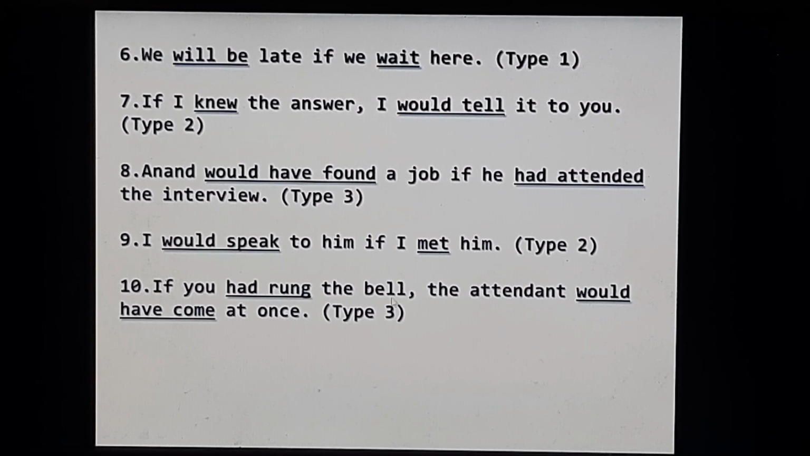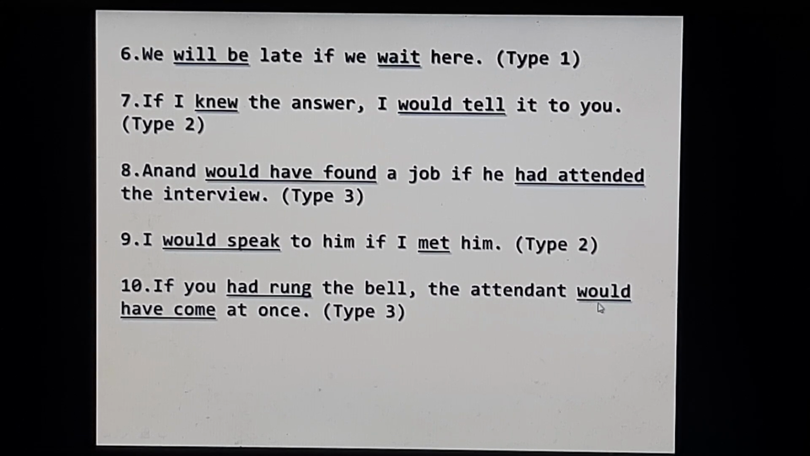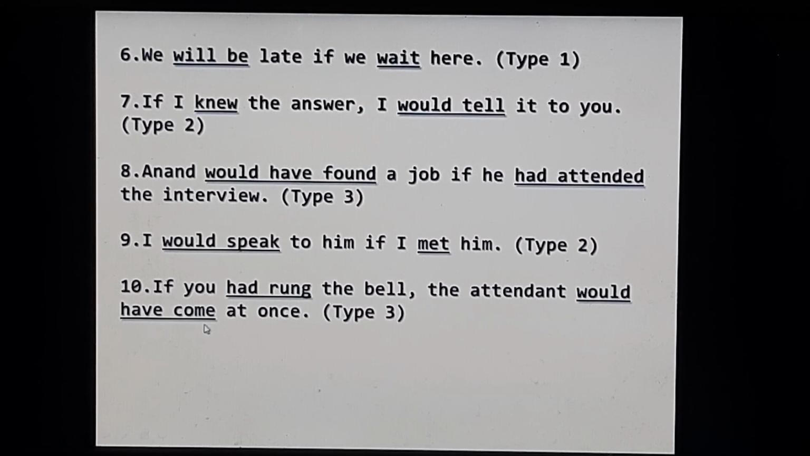If you had rung the bell, the attendant would have come at once. If clause, if you had rung the bell, the verb is had rung, which is past perfect. Then the verb in the main clause would be would have plus the past participle of come, which is come. So it is type 3 condition.